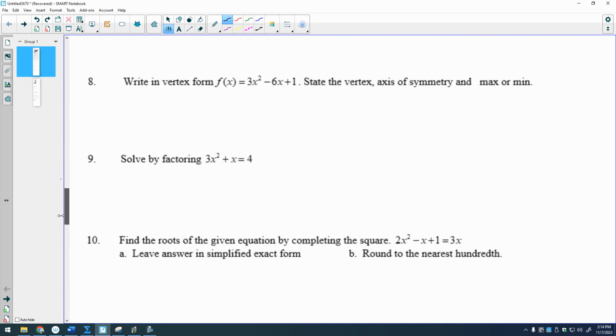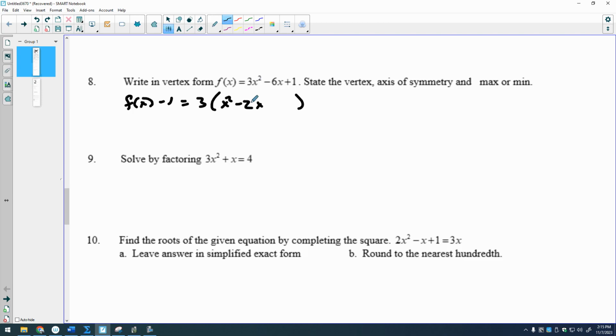Okay. Number 8. Write in vertex form. First step, I'm going to get rid of that 1, so I'm going to move it over to the left-hand side. I'm going to factor out that 3. I'm going to leave myself a space. Okay, decide what I have to add. I cannot decide what to add to complete the square until the coefficient of x squared is 1. I can't do it back here. Coefficient of x squared must be 1.